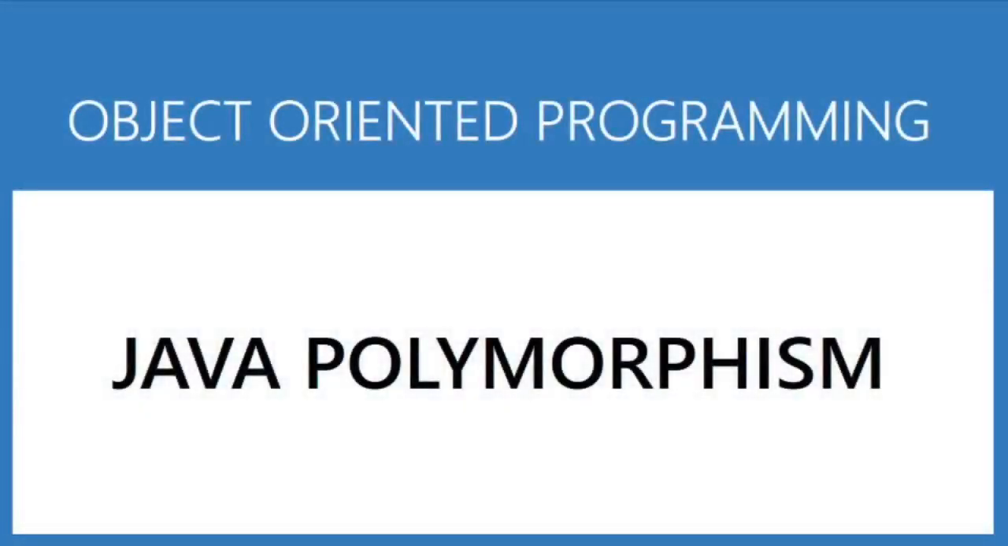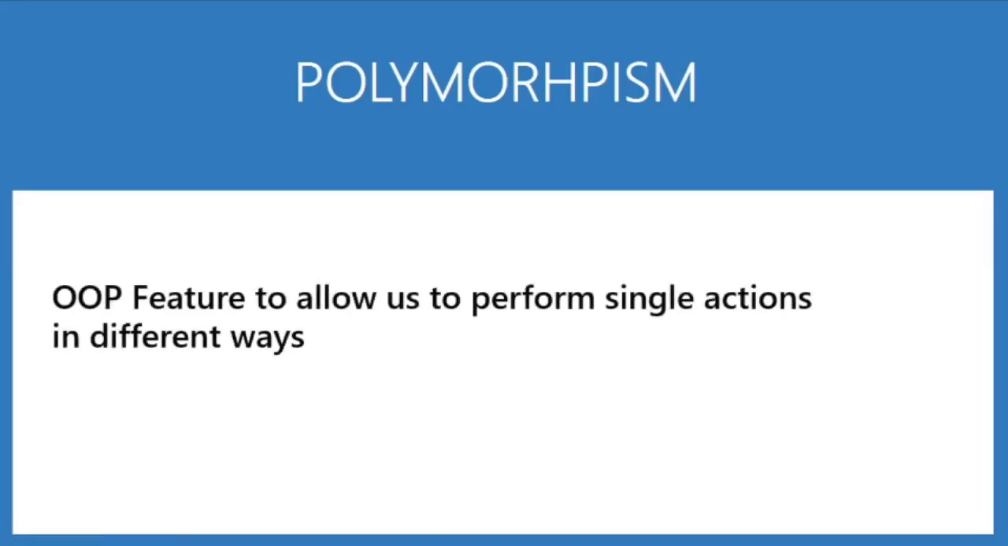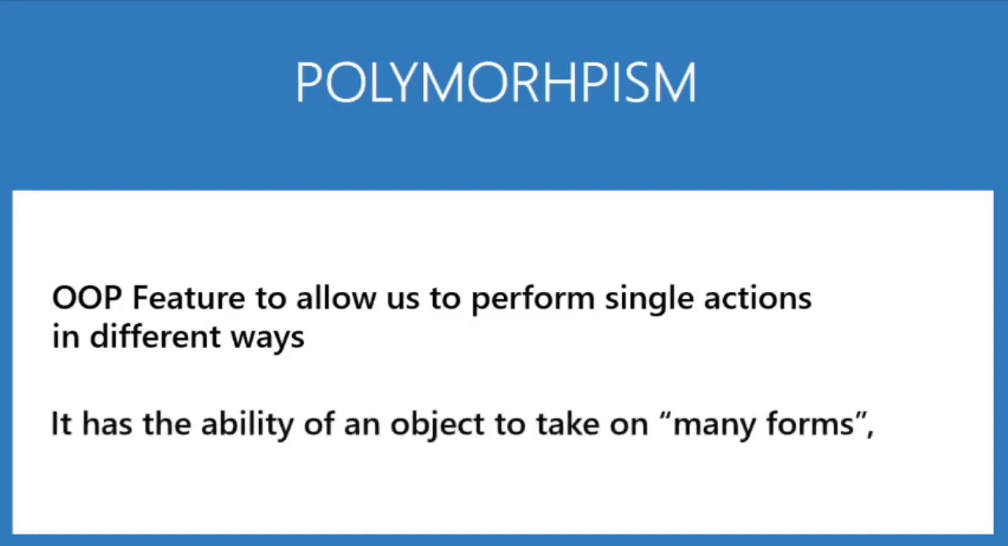I'm now going to discuss Java polymorphism in object-oriented programming. Polymorphism in Java is a feature in object-oriented programming that allows us to perform a single action in different ways. It also has the ability of an object to take on many forms.